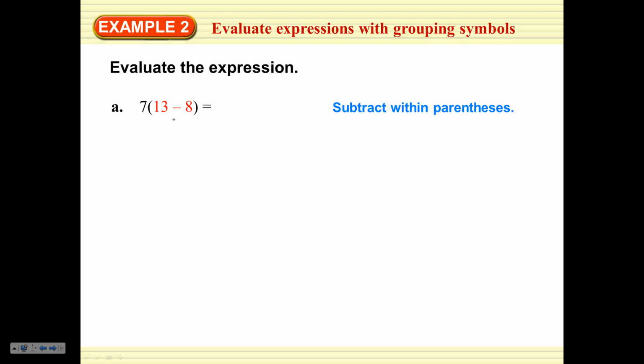The only thing inside this parentheses is 13 minus 8. So we're going to subtract, and we end up with 5. And now we can multiply, because that is the only thing that is left, and we get 35.